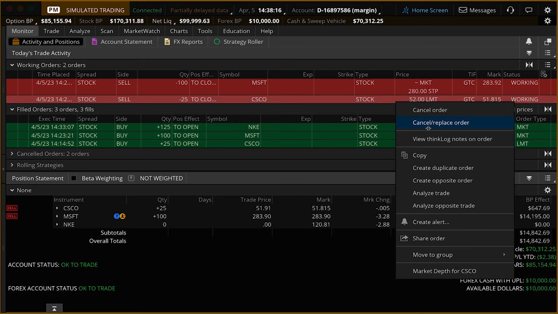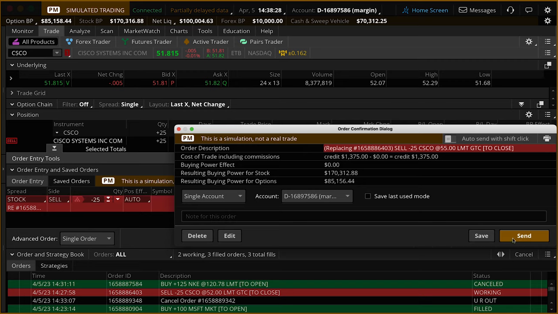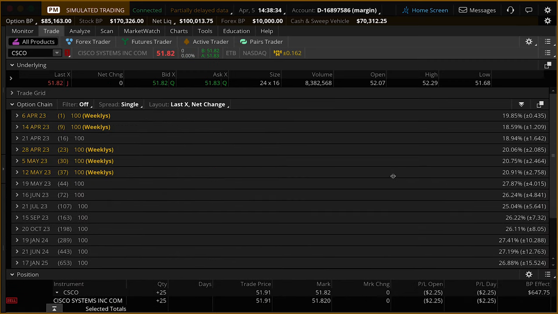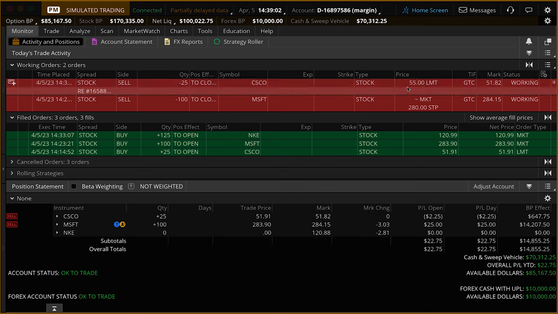Now let's say I actually want to change this limit order price. I'm going to click on this, and instead of $52, I'm going to be looking for around $55. I'm going to change that price. Remember, press enter. I'm going to click on confirm and send again, and then send. We're going to come back up here to the monitor tab. And you'll see that our order is now working at $55 limit order, and we've successfully replaced that $52 limit with a new $55 limit.